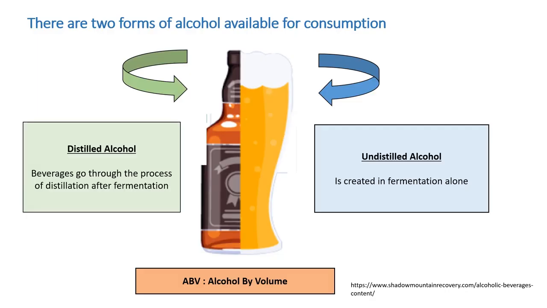Summary to the earlier slide, there are two forms of alcohol available for consumption. Distilled alcohol beverages go through the process of distillation after the fermentation. Here, the alcohol by volume concentration is more and the odor is less. Whereas in the case of undistilled alcohol, it is just the primary solution that results from the fermentation.